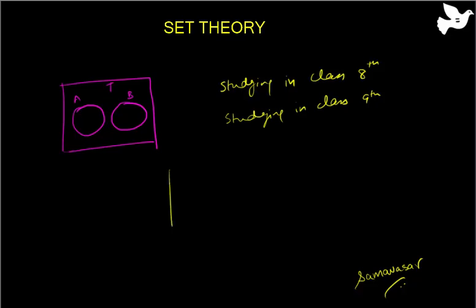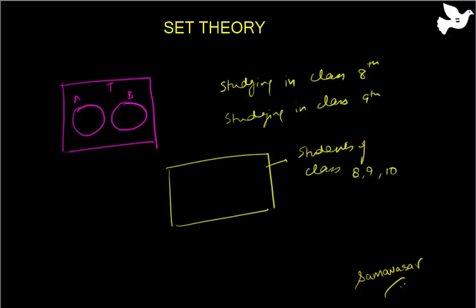So, and if my total set is students of class, let us say 8th, 9th and 10th or whatever. And I'm just trying to draw the 8th and 9th classes. So this will be my 8th class and this will be my 9th class. I am sure that the intersection portion is equal to 0.